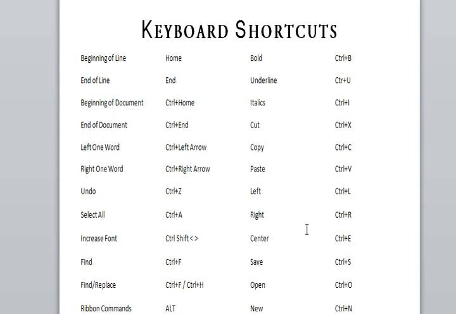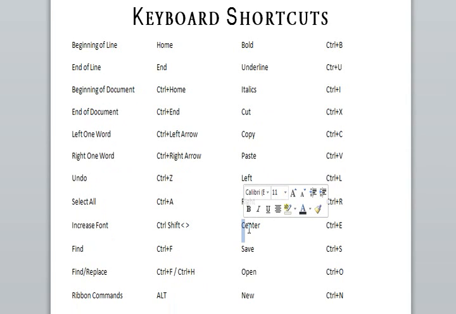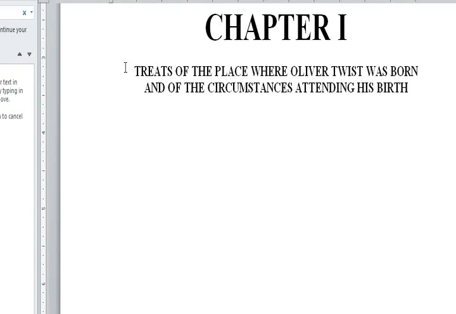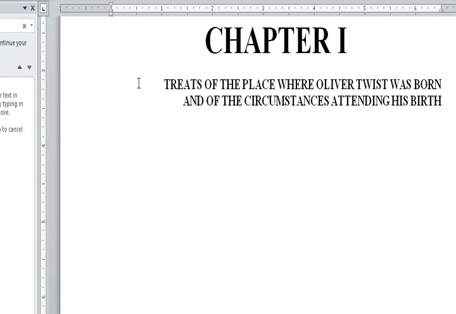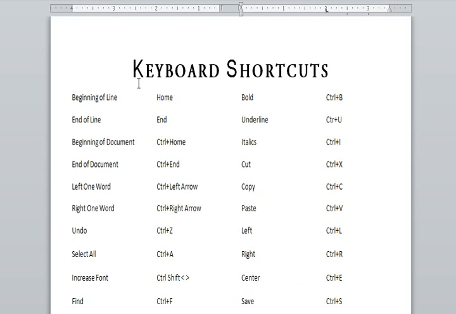Left, right, and center, L, R, and E. Again, the same letter except for the C. C was already used for copy, so they had to use the E. That's why it's Control-E. So if I hit Control-L, that entire document goes to the left, goes to the right, Control-E puts it in the center. So use those very often.